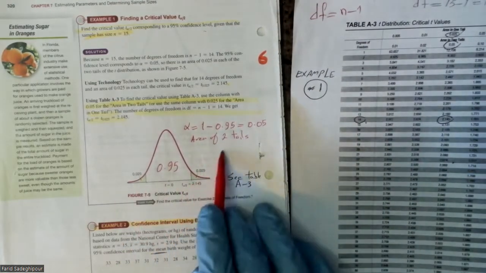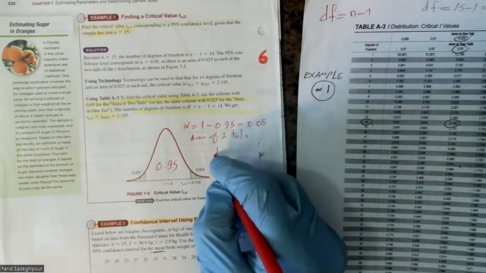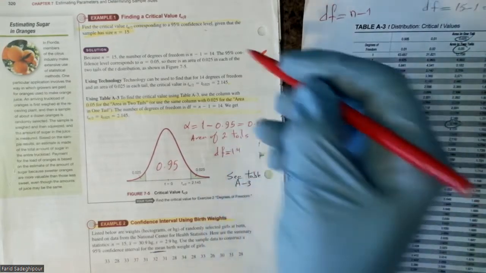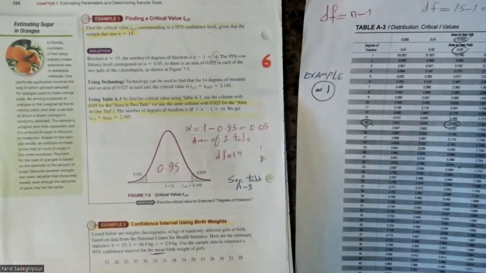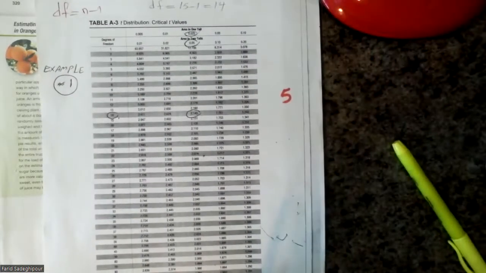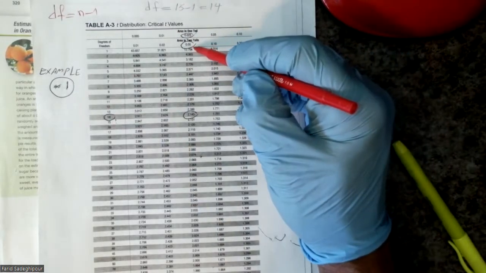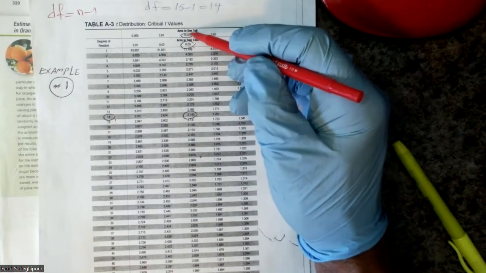Area of these two tails is 0.05, and degree of freedom is 14, n minus 1. So in that case, you go to the t-table, degree of freedom is 14, area in two tails is 0.05, or area of one tail. These two are almost the same.